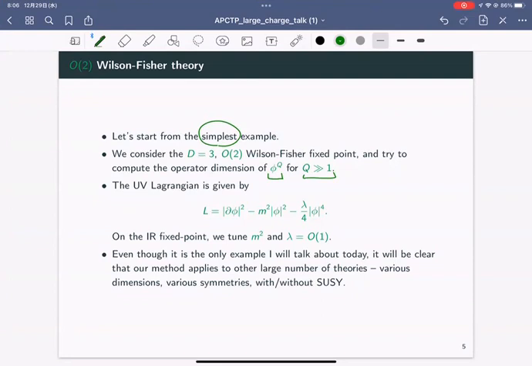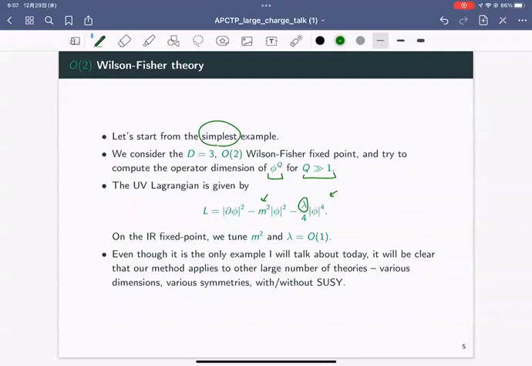The UV Lagrangian of this O(2) Wilson-Fisher fixed point is the following. You have this phi-four Lagrangian with a coupling constant lambda, and lambda is order one in the IR, on the IR fixed point. We also tune m squared, so m squared is order one. Even though it's the only example I will talk about today, it'll be clear that our method applies to a large number of other theories, with various dimensions, various symmetries, with or without SUSY. You can ask me questions again, but it'll be clear in the end, I hope.